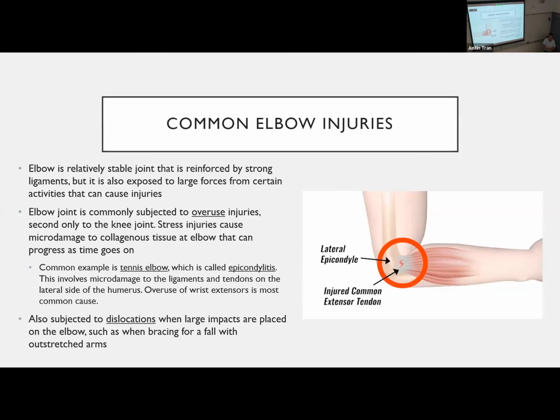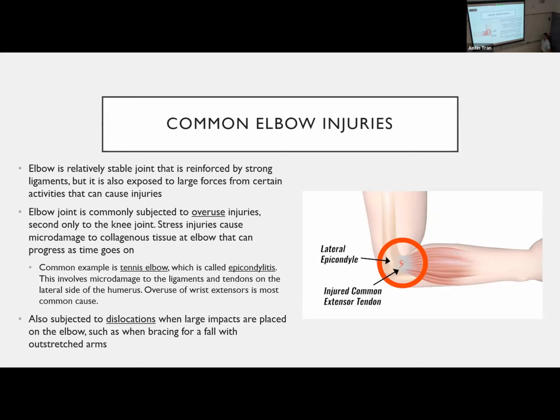So, elbow injury. The elbow is actually not that commonly injured. It's a pretty stable joint, and because it's stable, you don't get a lot of injuries there. What you actually see a lot are what's called overuse injuries, where you subject your elbow to lots of repeated movements, which can cause a stress fracture or a stress reaction.